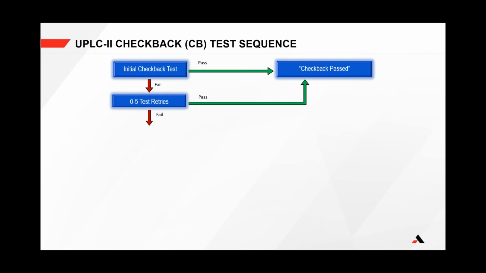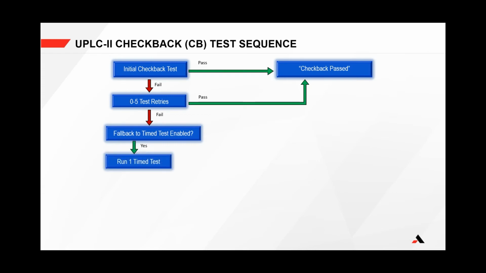If it fails all the retries and you're using coded mode, then we have the fallback to time test. If enabled, it will run one time mode test. If the coded tests were failing due to noise, then the time test, being less susceptible to noise, may get through. If this passes, then no checkback alarms occur and the checkback test is successful.